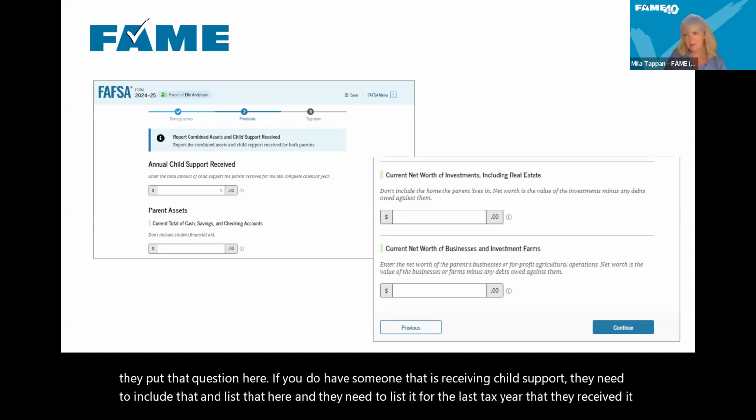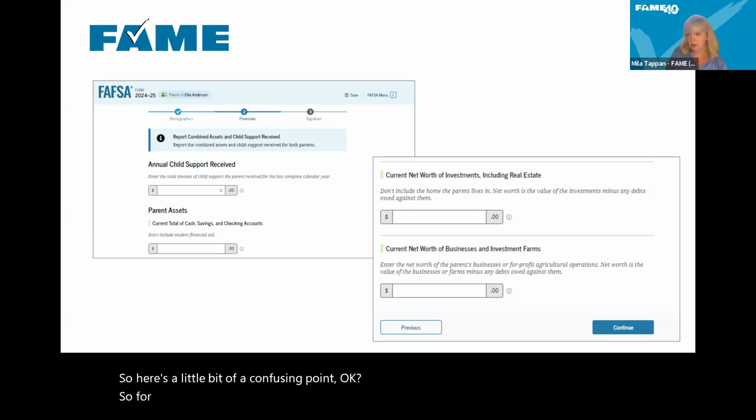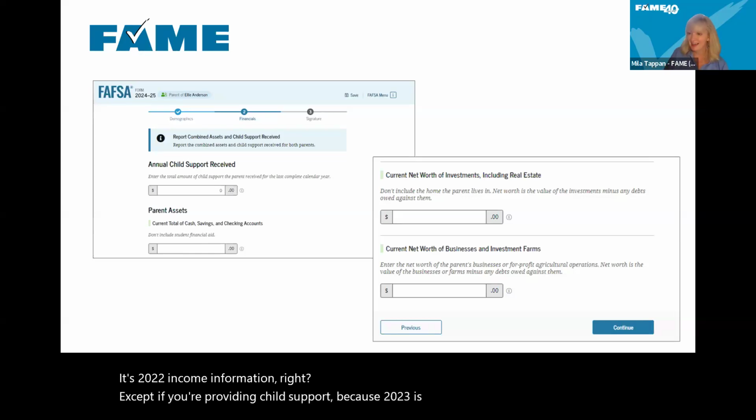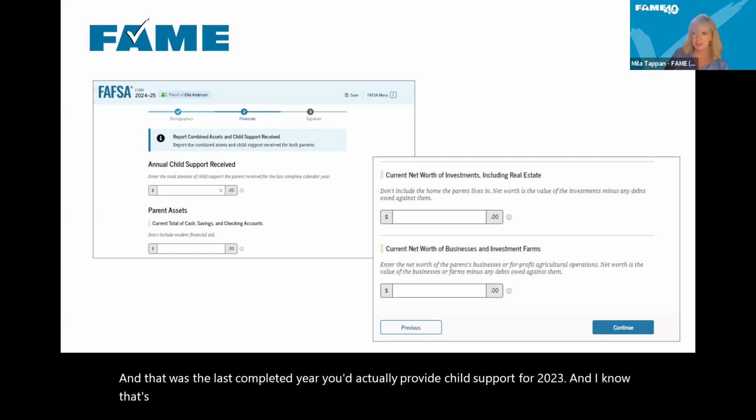So here's a little bit of a confusing point. For this FAFSA, a 24-25 FAFSA, it's 2022 income information, right? Except if you're providing child support. Because 2023 is done, and that was the last completed year, you'd actually provide child support for 2023. And I know that's confusing. So that's the one exception to income being for 2022.